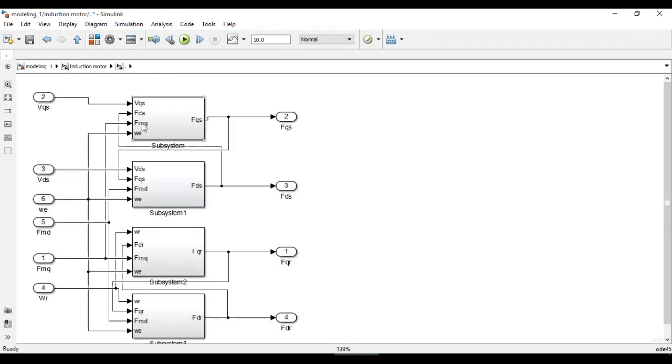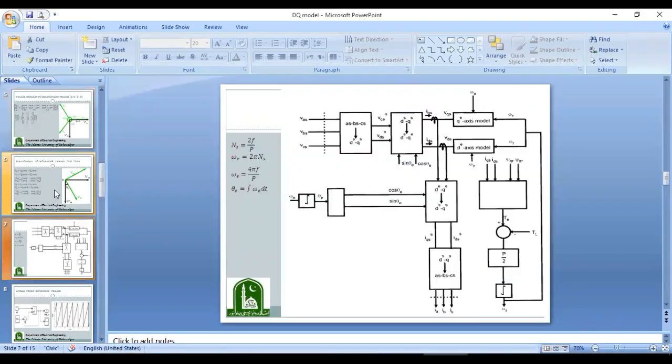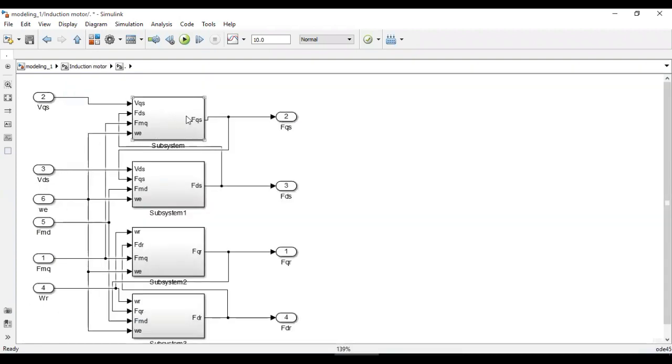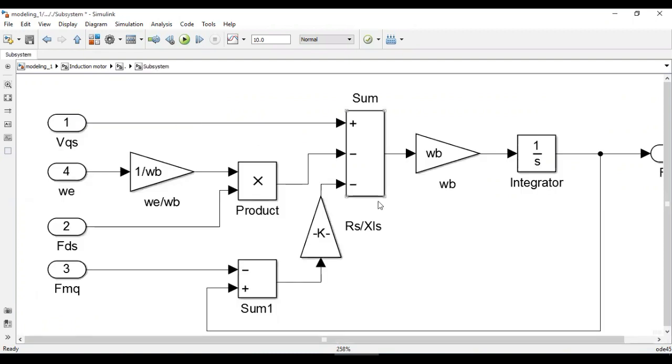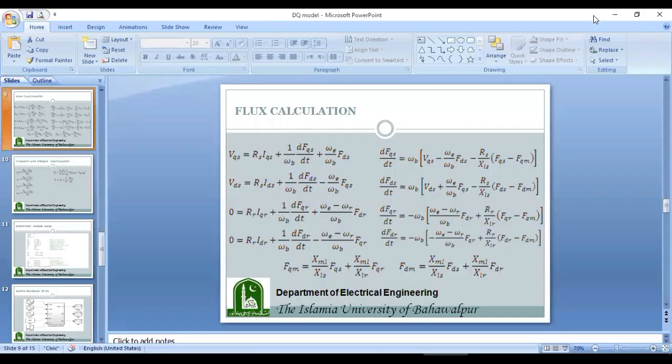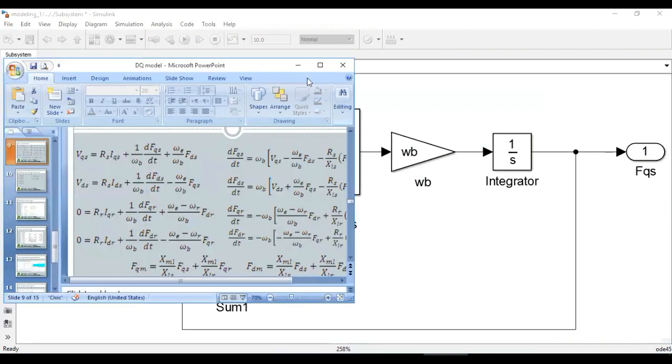And these VQ, VD, VQ, VD, they will be used in this block. And here we will have to calculate FQS, FDS, FQR, and FDR. And these values are actually calculated using these expressions. So first we will calculate FQS, and for calculating FQS we have made a further subsystem, and here you can see this is VQS, this is omega E, this is FDS, and this is FMQ, and this is 1 over WB. This is a gain block, and by opening this presentation you can double check all the values over here.